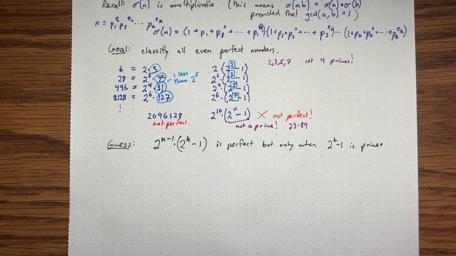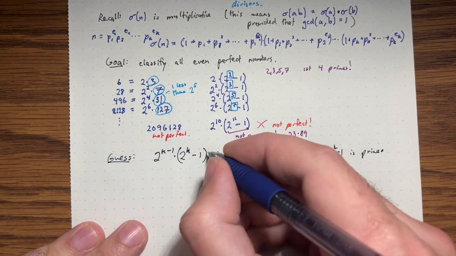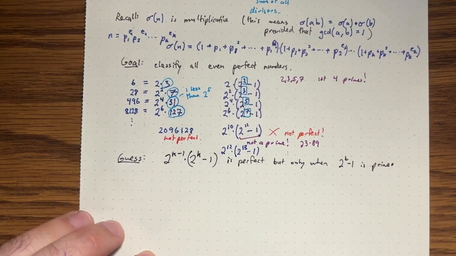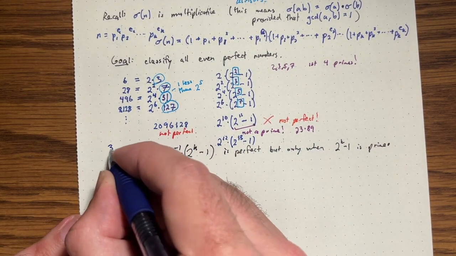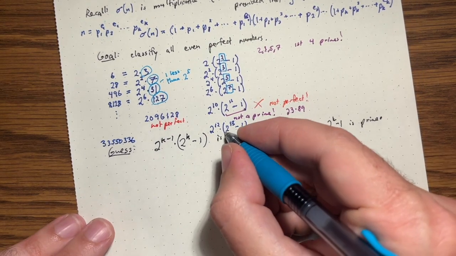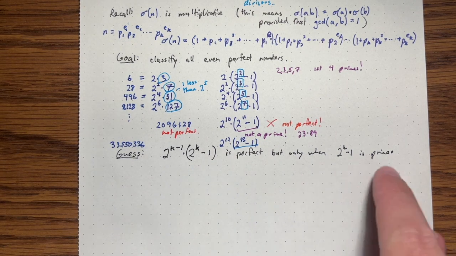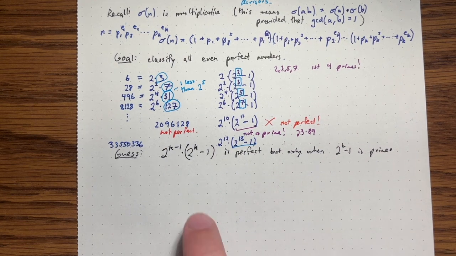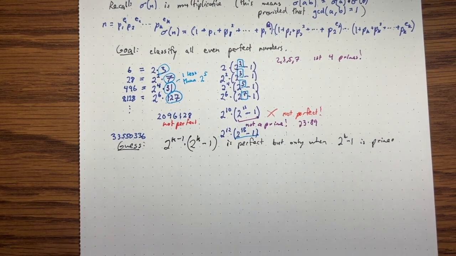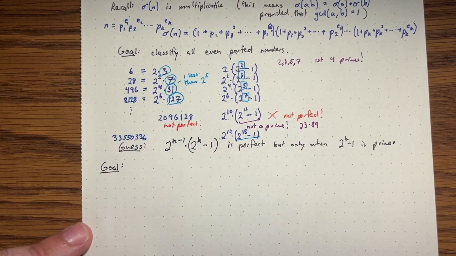Well, how do we come up with this guess? All we did was try to observe some patterns. And I should actually mention that it does turn out that the next one, 2 to the 12 times 2 to the 13 minus 1, is perfect. That number ends up being 33,550,336. And 2 to the 13 minus 1 is prime. So that's even more evidence for this condition. If 2 to the k minus 1 is prime, our guess is that this is always going to produce a perfect number. So let's try to prove it. So our goal, in fact, let's be really ambitious here.